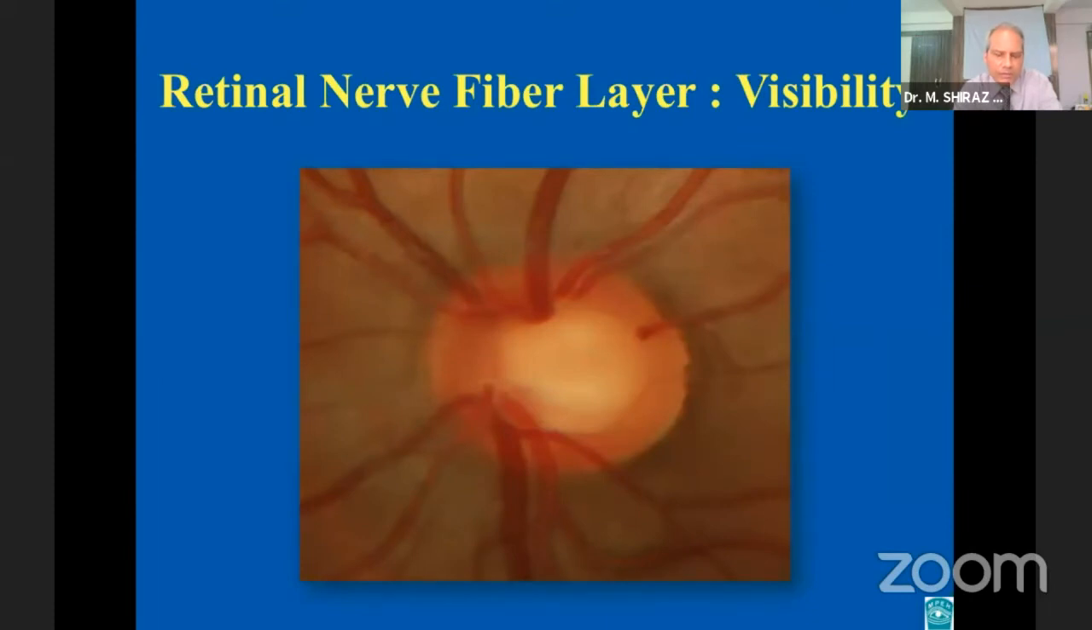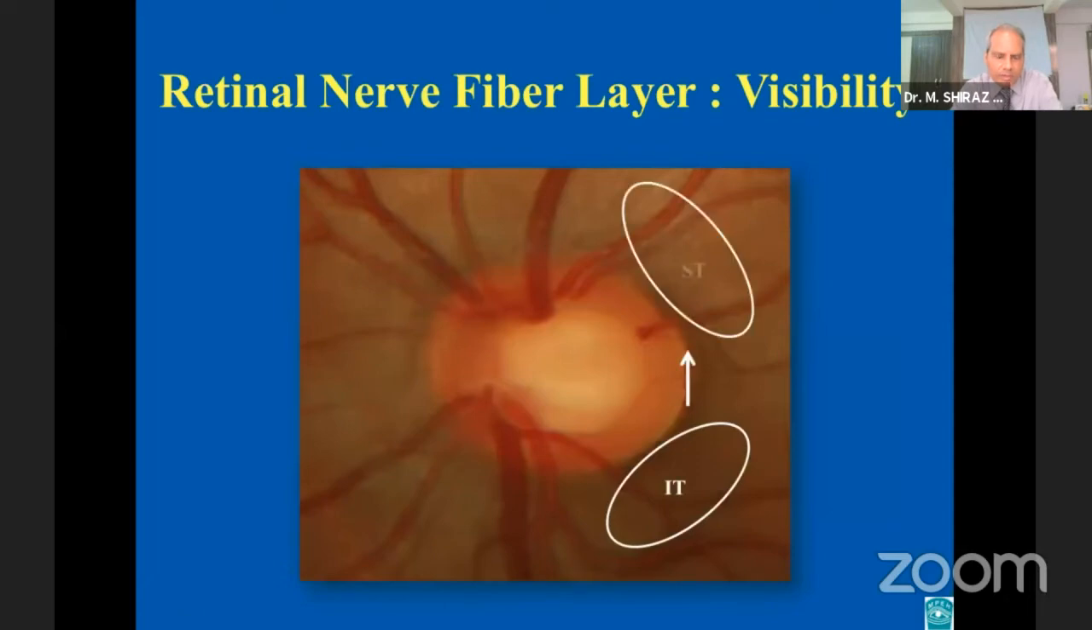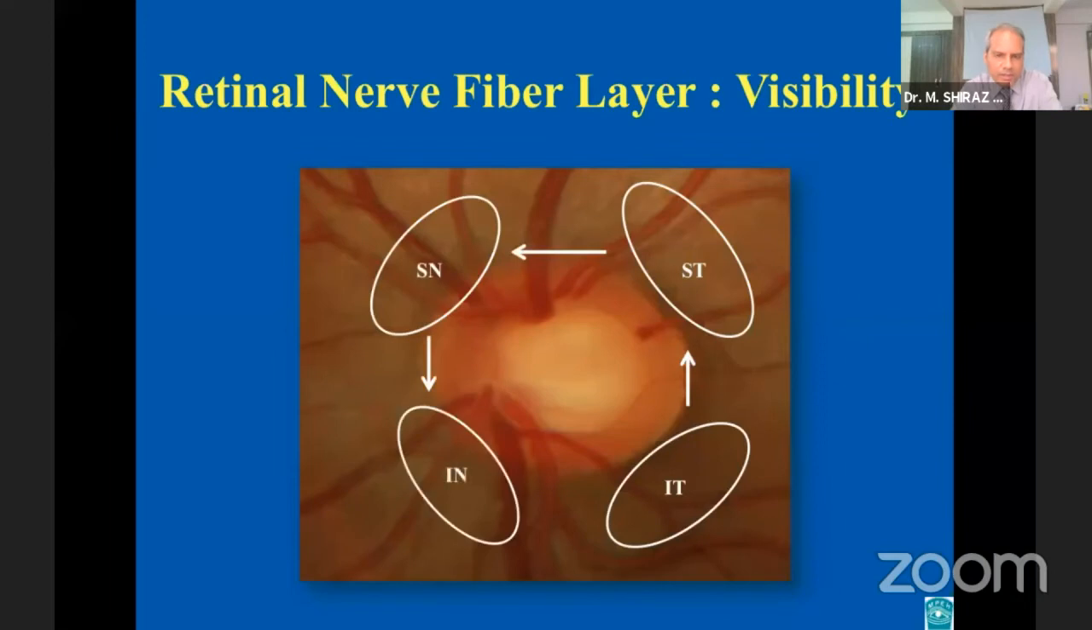Now, dividing the fundus into 8 regions, the nerve fiber bundles are most visible in the temporal inferior sector, followed by the temporal superior sector, the nasal superior region, and finally the nasal inferior sector. These bundles are least visible in the superior, inferior, temporal horizontal, and nasal horizontal areas.